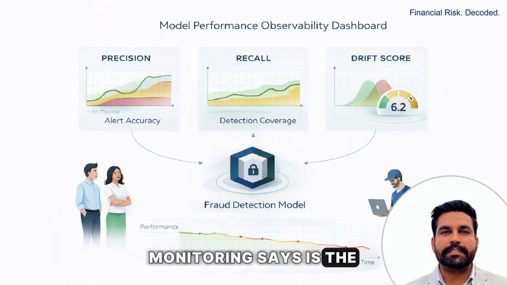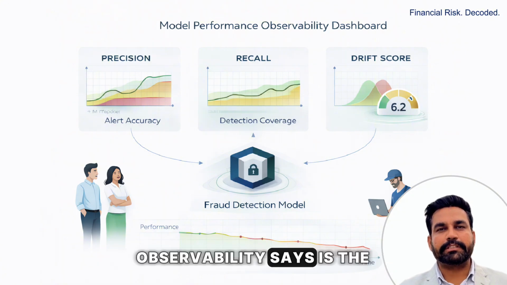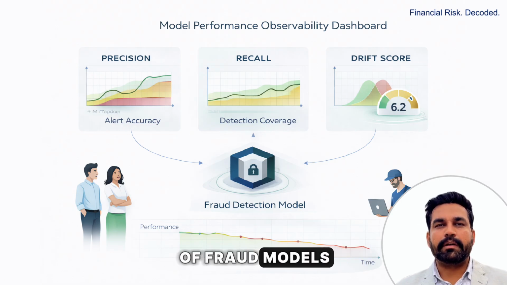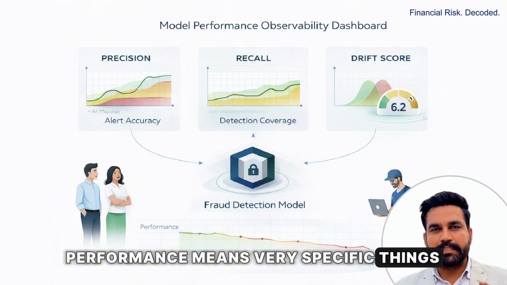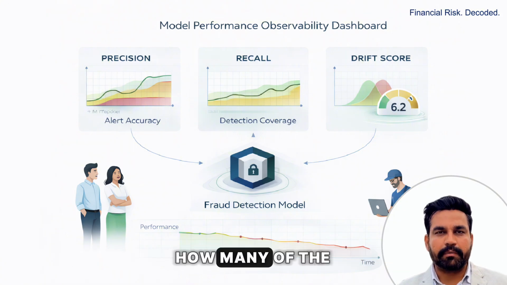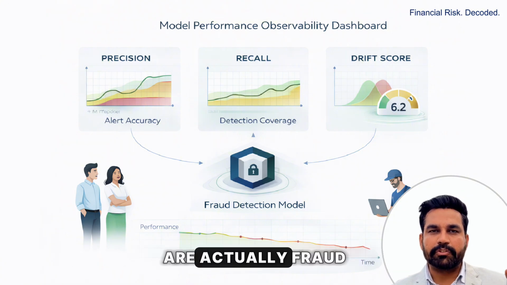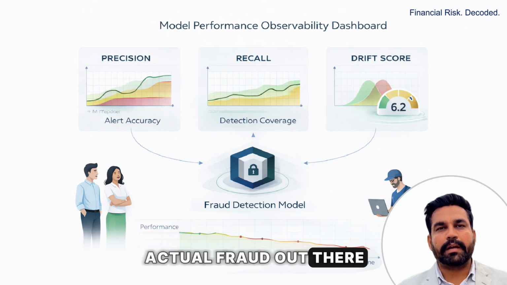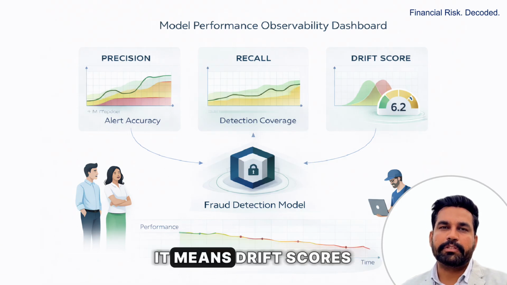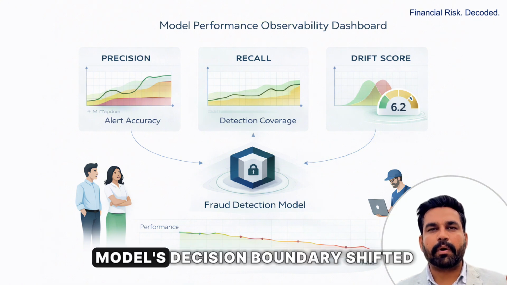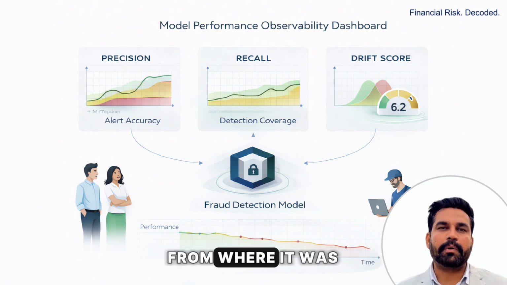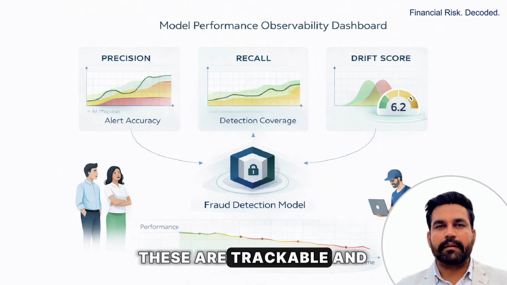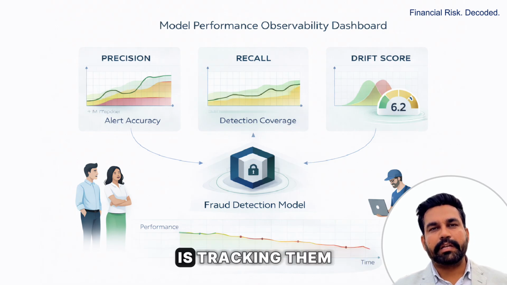Monitoring says, is the system running? Observability says, is the system performing? And in the context of fraud models, performance means very specific things. It means precision. How many of the alerts the model generates are actually fraud? It means recall. How much of the actual fraud out there is the model catching? It means drift scores. How far has the model's decision boundary shifted from where it was on day one? These are measurable. These are trackable. And at most banks, nobody is tracking them.